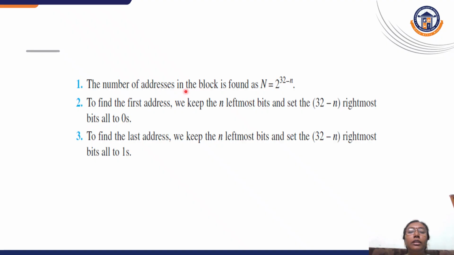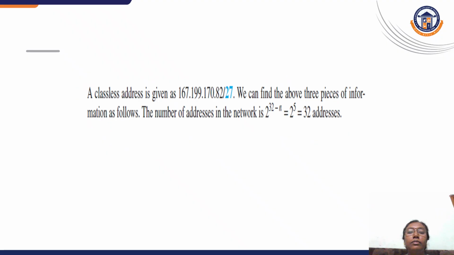The number of addresses in a block can be found by capital N is equal to 2 power 32 minus n. To find the first address, we keep the n leftmost bits and set the 32 minus n rightmost bits to 0. To find the last address in the block, we keep the n leftmost bits as they are and set the 32 minus n rightmost bits to 1s.